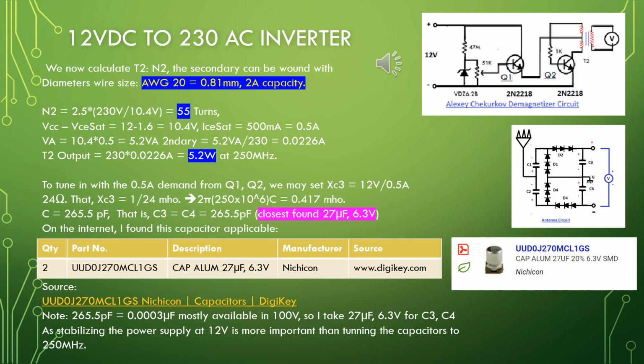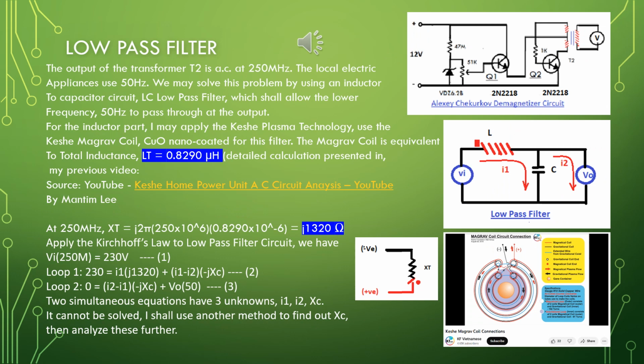Note: 265.5 picofarad equal to 0.0003 μF, mostly available in 100 volt. So I take the 27 μF 6.3 volt for C3 and C4, as stabilizing the power supply at 12 volt is more important than tuning the capacitors to 250 MHz.